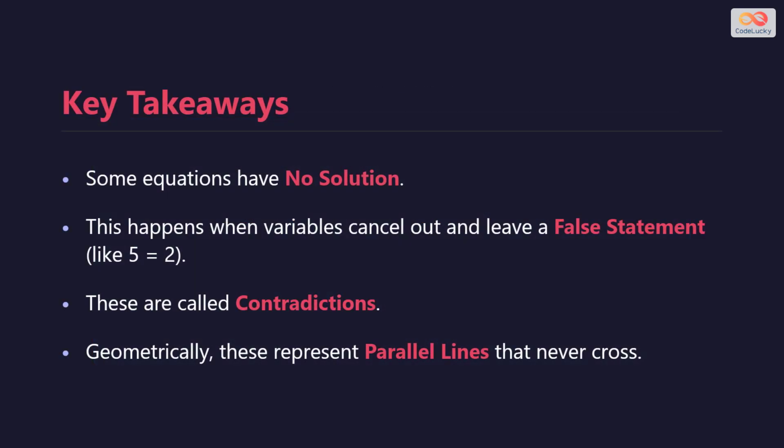To wrap up, remember that some equations simply have no solution. This happens when the variables cancel out, leaving a false statement. Mathematically, this is called a contradiction, and visually it represents parallel lines.